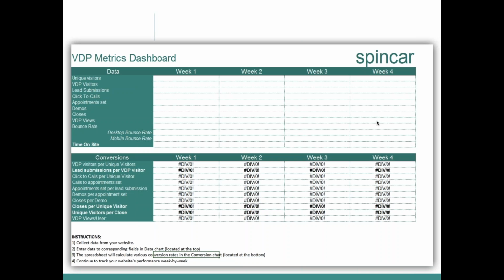Demos per appointment set: are they actually showing up? Are they building enough value in the appointment? Are you reminding them properly? And again, we're going to go into ways to improve all this stuff. Closes per demo, this is your very typical salesperson close rate. And then closes per unique visitor.